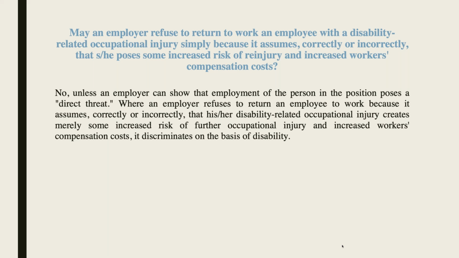Remember, we started this hypothetical with a disability-related occupational injury. So the employer is not to refuse to return to work an employee who is able to perform the essential functions of the job with or without a reasonable accommodation, unless we can show that returning that person to the position poses a direct threat. We'll hear these words come up a lot, and you're likely already familiar with them. If you have questions about what is a direct threat and what constitutes a reasonable accommodation, we'll actually have webinars on all of that.